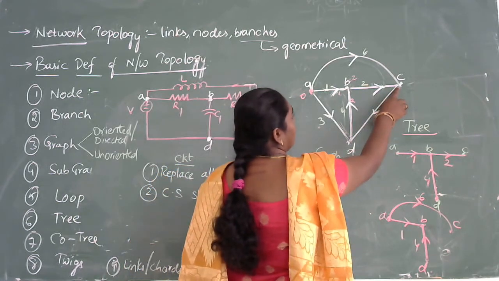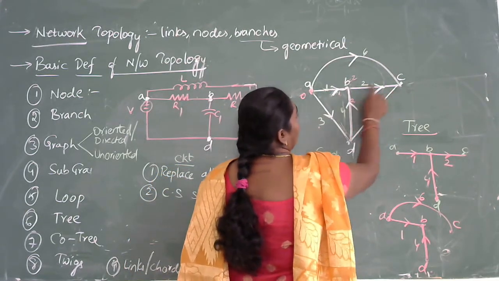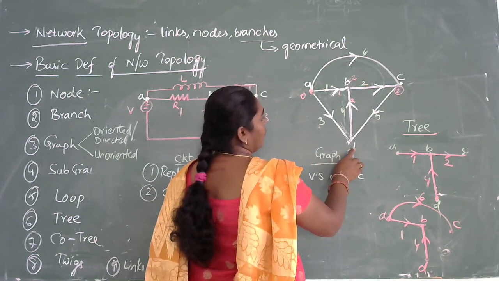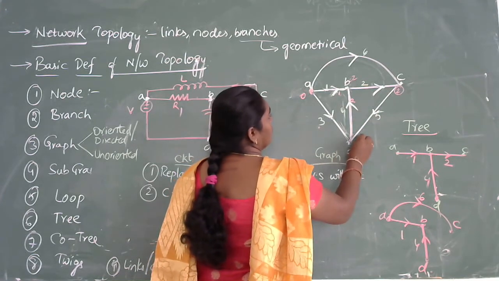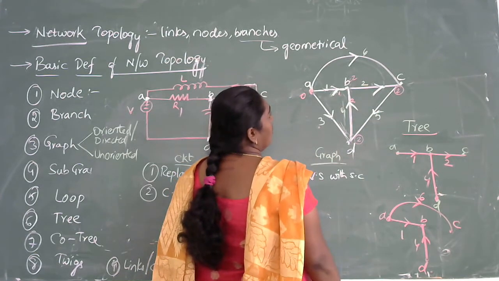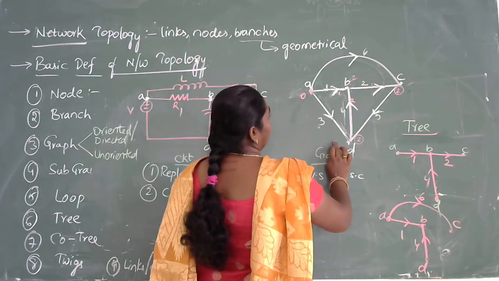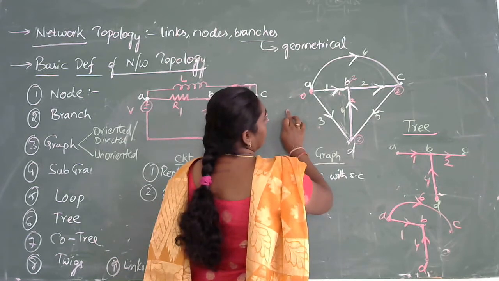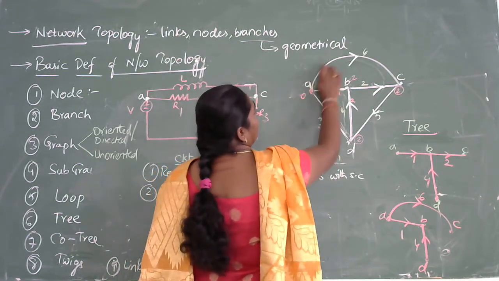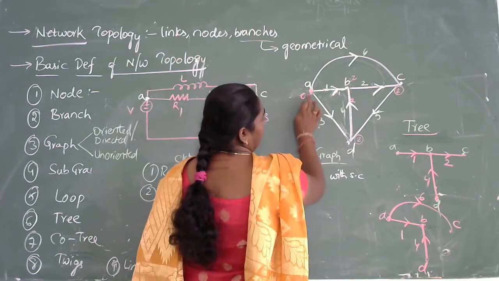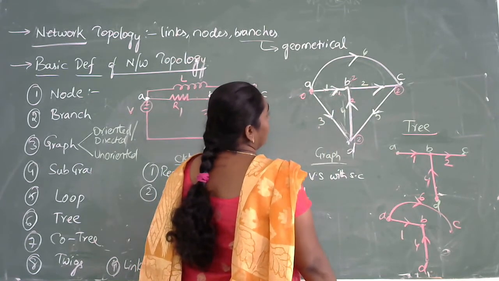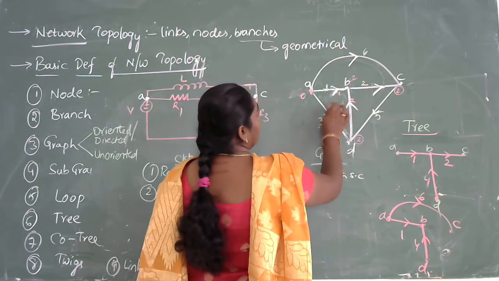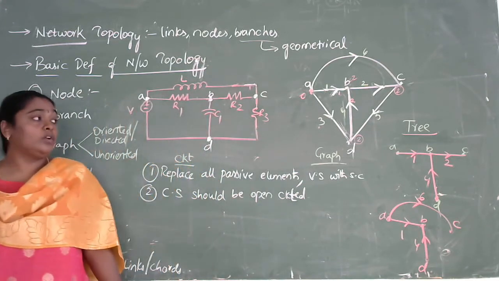Similarly, for the degree of node C, 2 are entering. So the degree of node C is 2. Coming to the degree of node D, 2 are entering. So here it is 2. For node A, A to C is leaving, A to B is also leaving, A to D is also leaving. If you calculate all these, the total number of branches should be equivalent to the degree of the nodes.